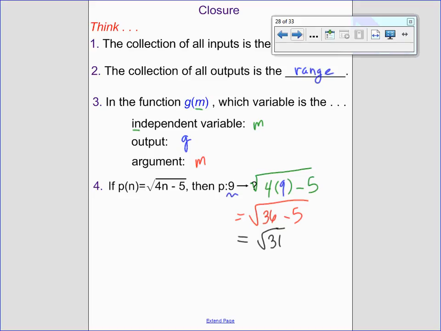Who already had square root of 31? Did anybody already get square root of 31 at the end? That's awesome, you guys. Way to go. Great work today. So we'll go ahead and box this.